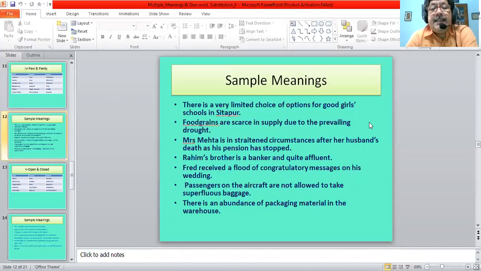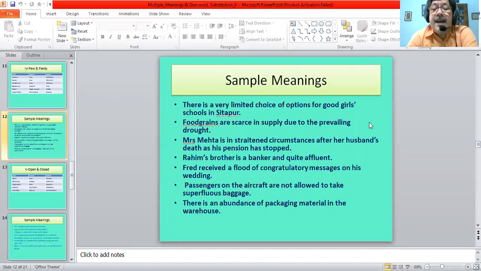Food grains are scarce in supply due to the prevailing drought. So they are very limited in supply. Mrs. Mehta is in straitened circumstances after her husband's death as his pension has stopped. So she is now quite poor. She is not in affluent circumstances.